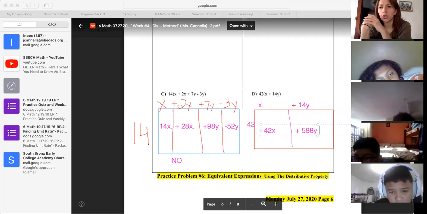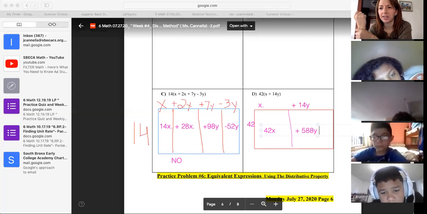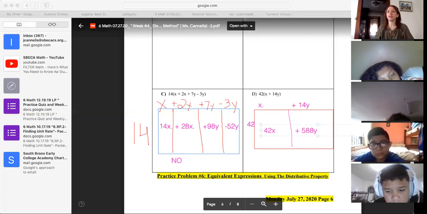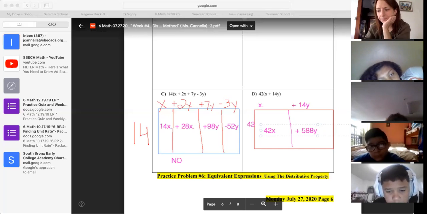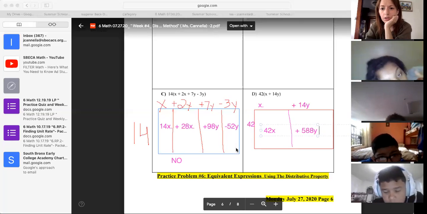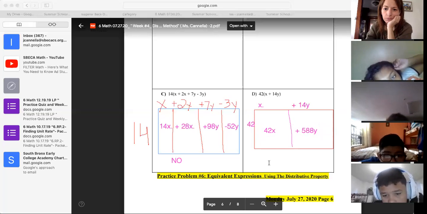Remember, in the distributive property, we're multiplying. That's a common misconception that students make, if they add instead of multiplying. That's okay, because I used to do that too when I was in 6th grade. So 42 times 14y gives you 588y. Is that the same as 42x minus 56y? No.